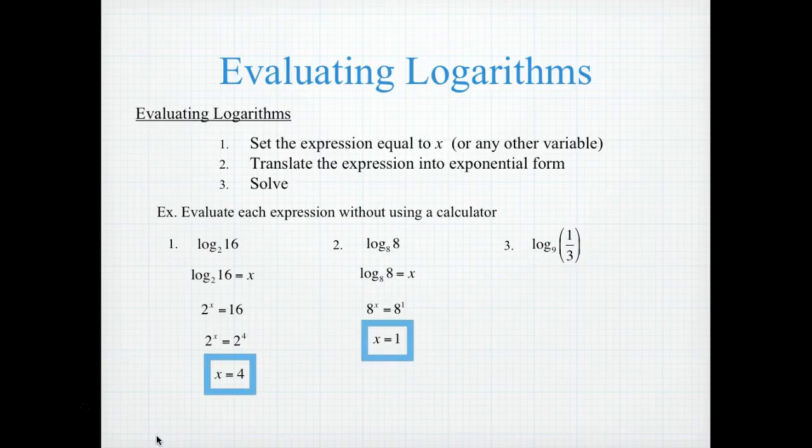In our last example, I have log base 9 of 1/3. So first thing we do is set it equal to x. Then I translate. 9 to the x power is equal to 1/3. Now the left side and the right side can both be expressed using a base 3. 9 as a base 3 is 3 to the second, so that's going to give me 3 to the 2x. And 1/3 as a base 3 is 3 to the -1. So once we get equivalent bases, we drop the base and we go with the exponents. 2x equals -1, which gives me an answer of -1/2.